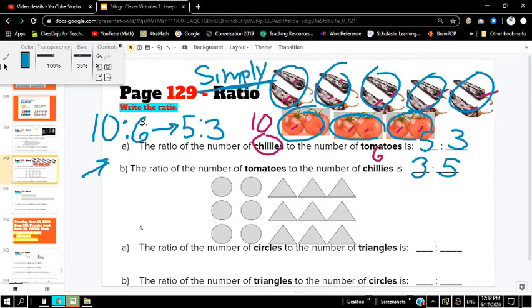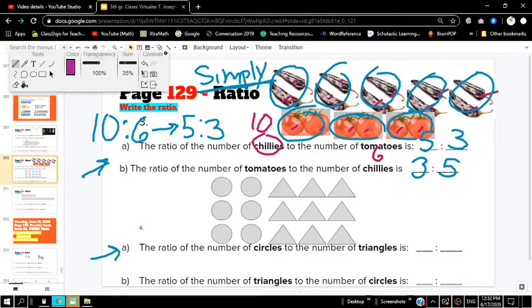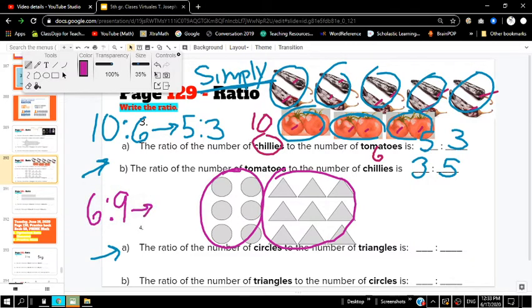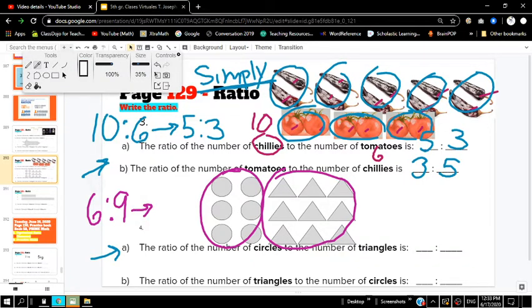Let me change the color to, let's pick pink again. We have the ratio of the number of circles to the number of triangles. Well, if we go ahead and count the number of circles, we can come up with 6. But I wouldn't write that in your blank just yet. That's because we need to simplify. And if you count the number of triangles, you have 3, 6, 9 triangles. However, if you understand the factors, 6 to 9 can be simplified. We can divide each number by 3, right? So divide 6 by 3.